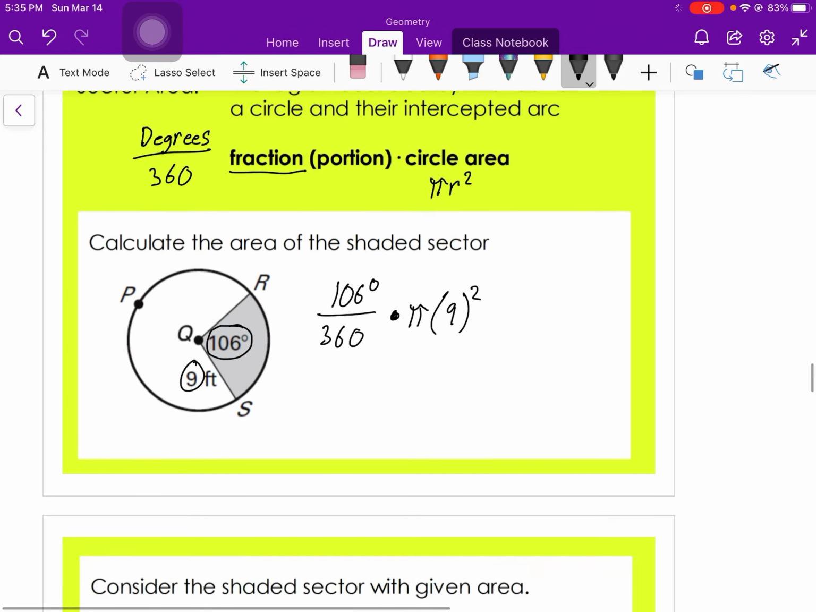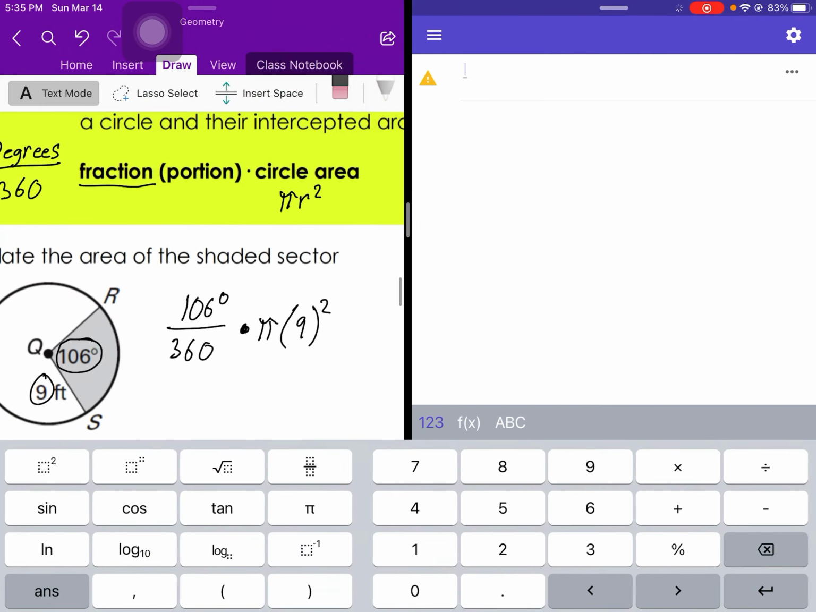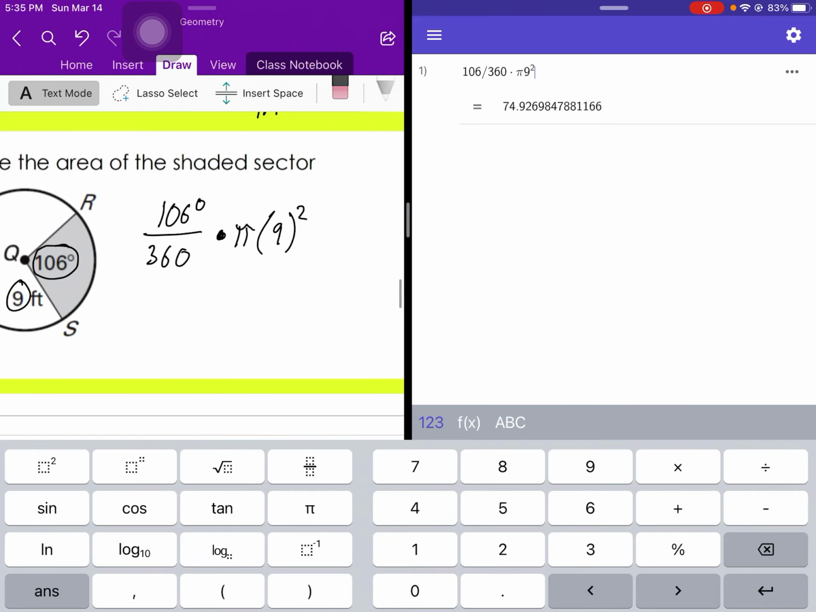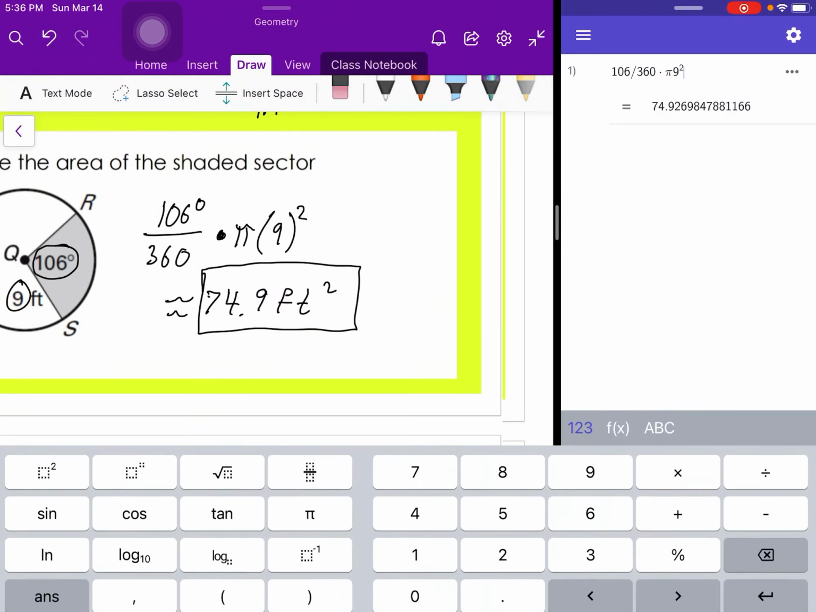If we were trying to find the arc length, that's what it would have been. So now what we do is we type this into our calculator. 106 divided by 360. Then we multiply that by pi, and then you can just go 9 squared like that. And we get approximately, we're going to round to 1 decimal place here, .9, and this is feet squared. Since we're talking about area, we have to square our measurements, our labels.